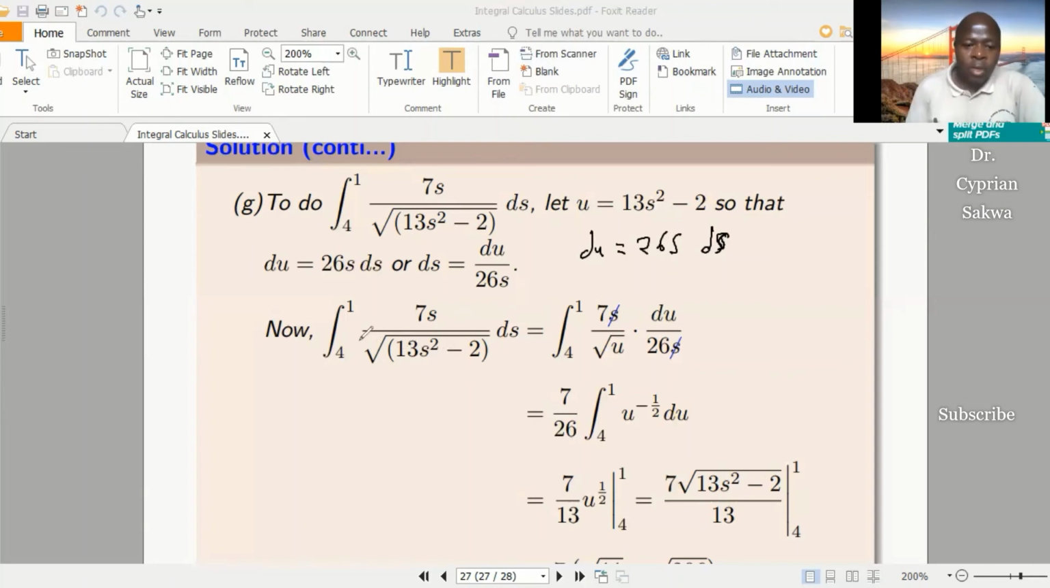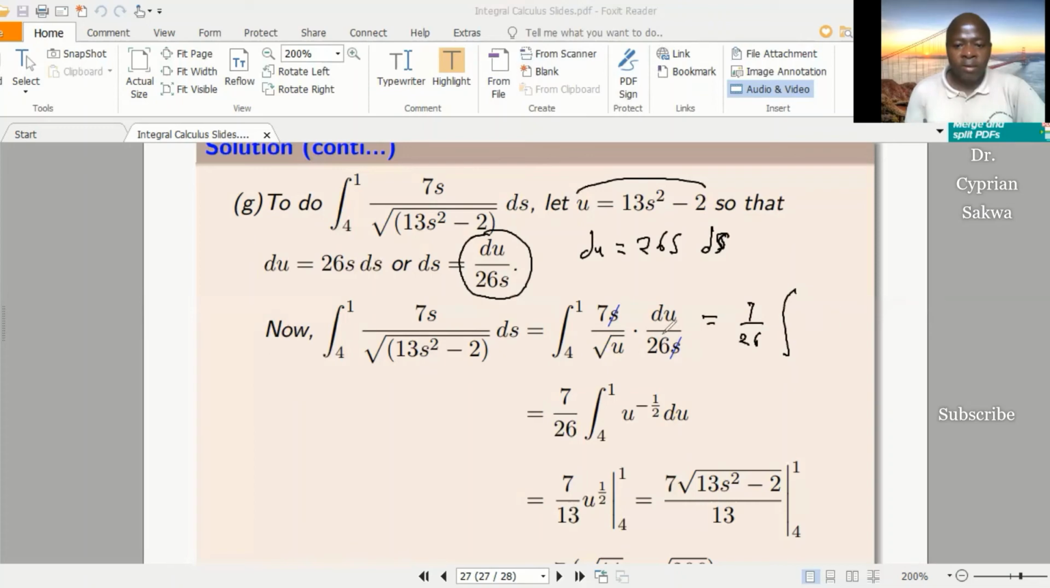So let's now come back to our integral, just to substitute these values. With the integral from 4 to 1, this is what you have been given. I just want to substitute this for what we have. The denominator under the root is u, and the s ds, we call it du over 26. At this point, s will cancel the other s, and we take the constant outside. The constant is 7 over 26.